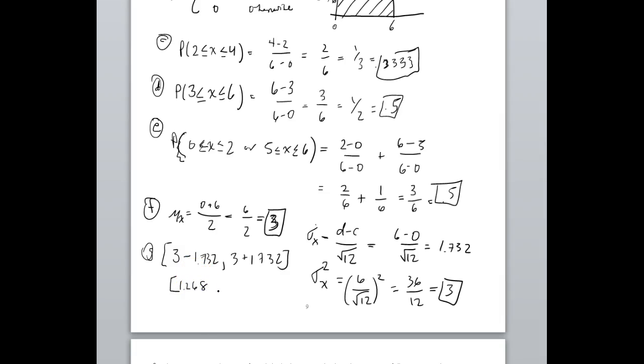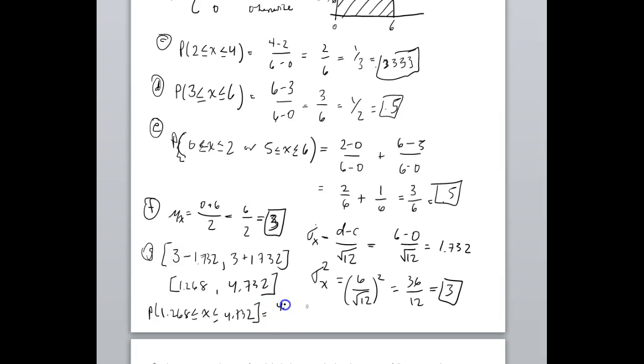Okay, so our range right here that we're going to be finding the probability from is going to be 1.268 to 4.732. And so then we want to find the probability that x is between that. So 1.268 is less than x is less than 4.732. And that's just going to be that same b minus a over d minus c function, or identity formula, whatever you want to call it.